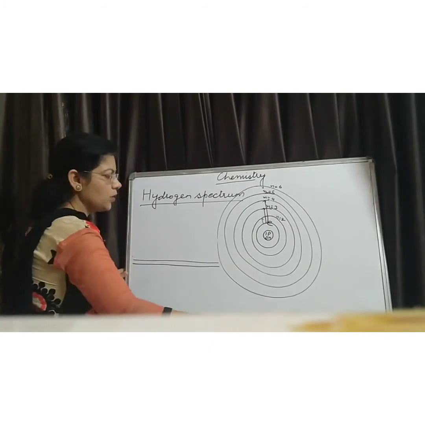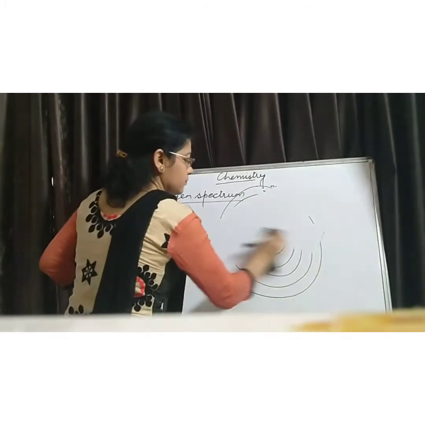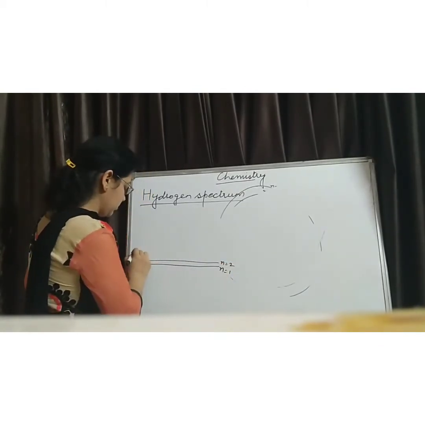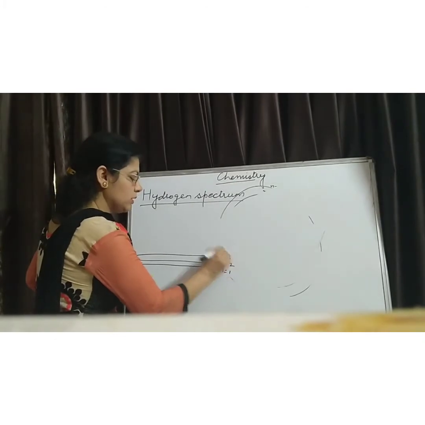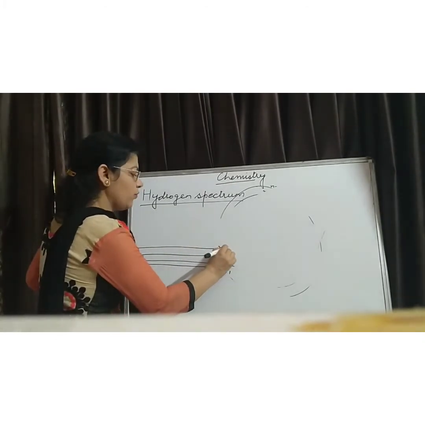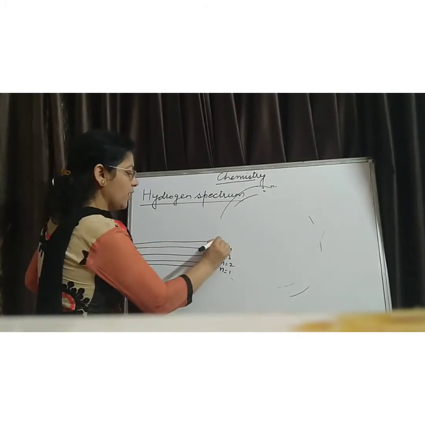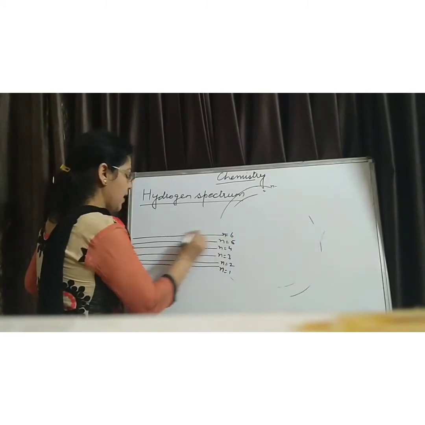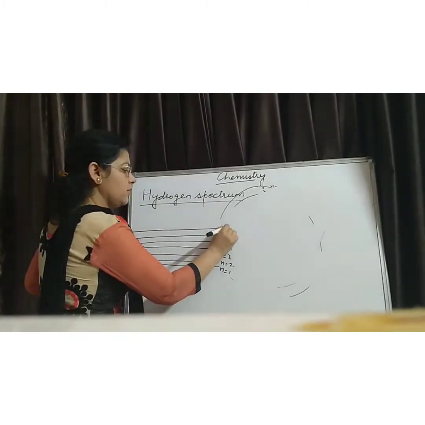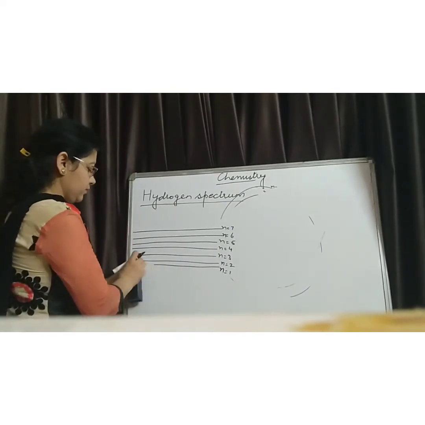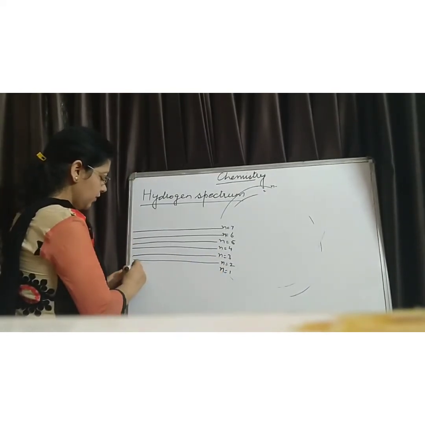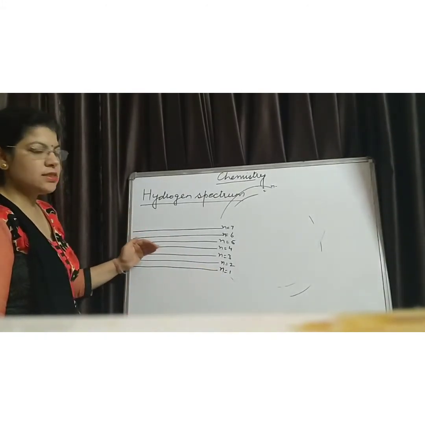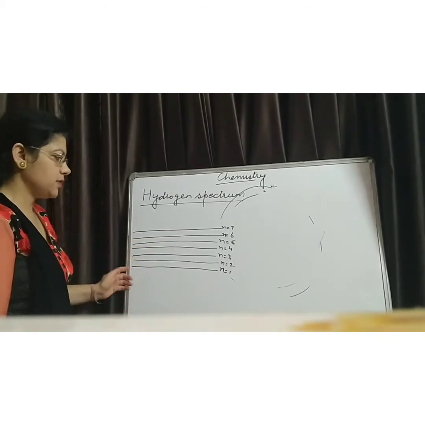This is n equal to 1. This is n equal to 2. n equal to 3. n equal to 4. n equal to 5. n equal to 6. n equal to 7 and so on. These are different orbits or different shells in which the electron may be present.